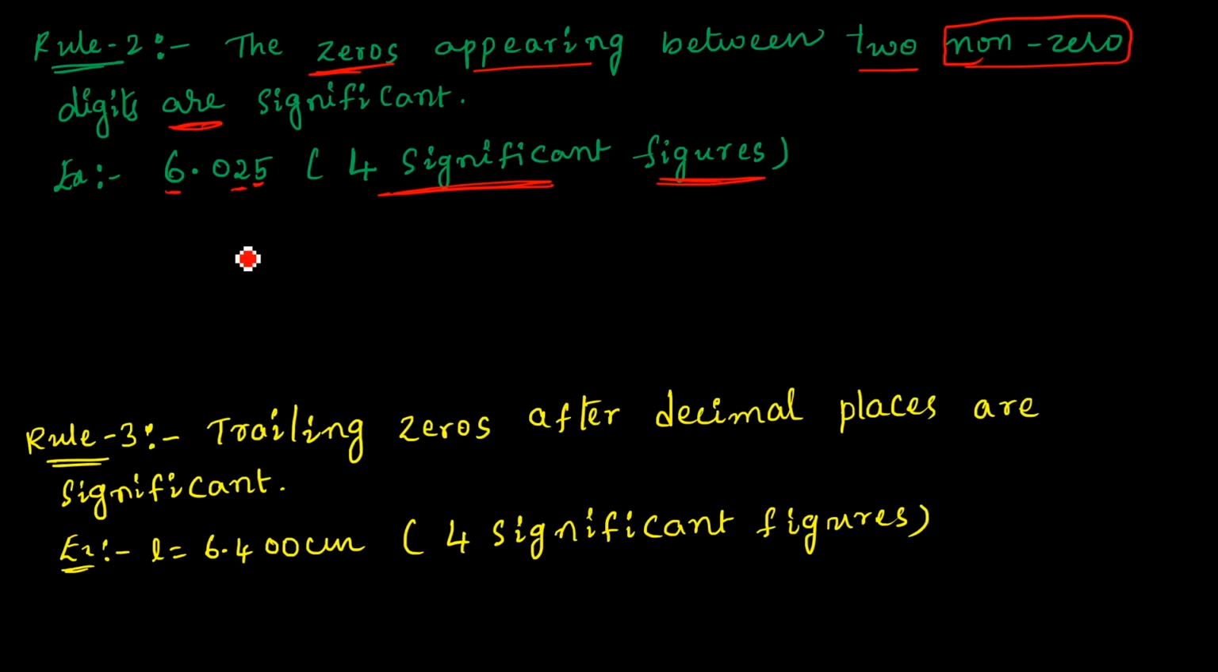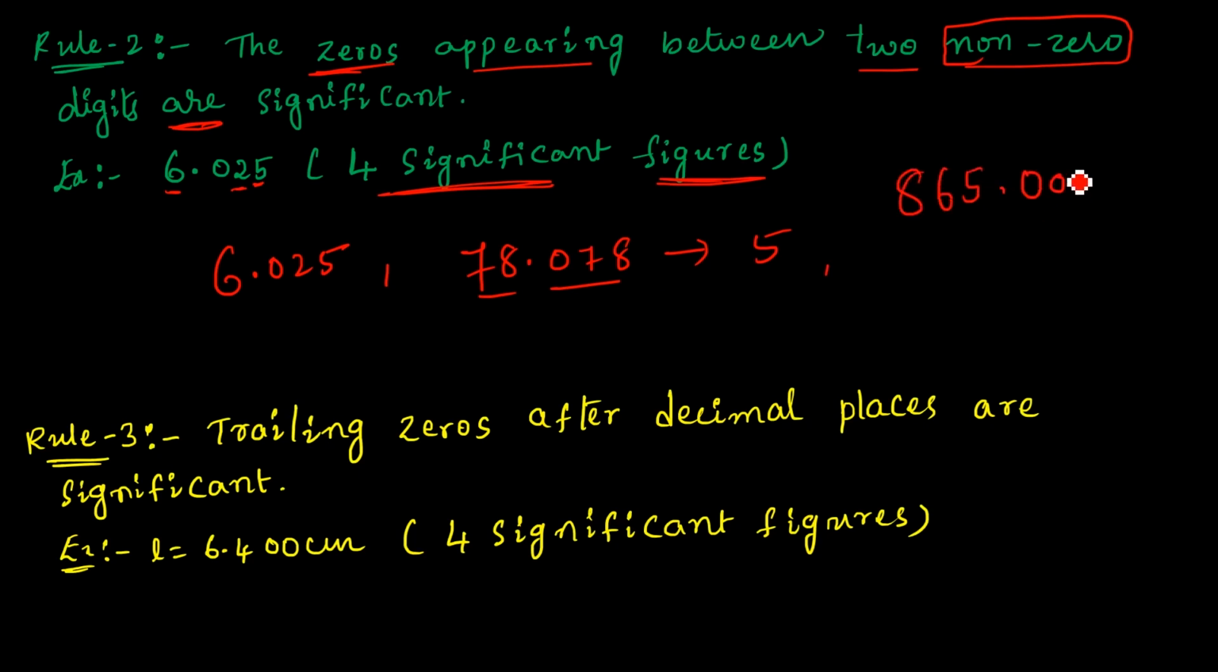So what are those? You can take 6.025 or 78.078. Here how many significant figures are there? 2 plus 3, so 5 are there. Suppose one more example you can consider, 865.0078. How many? 6 significant figures are there. Like this example we can consider.